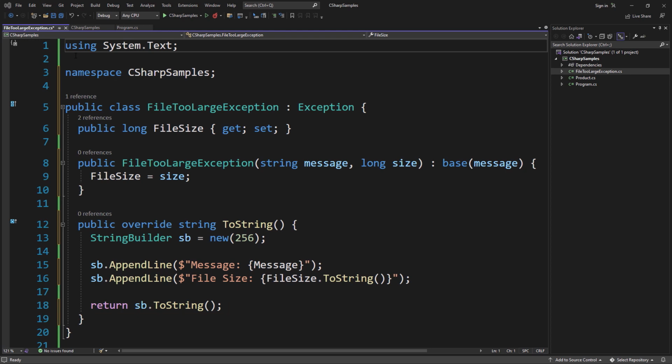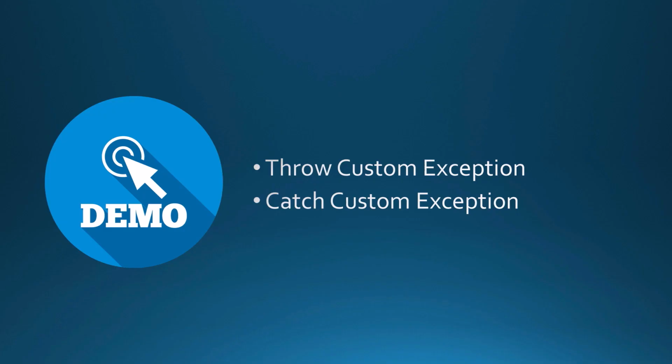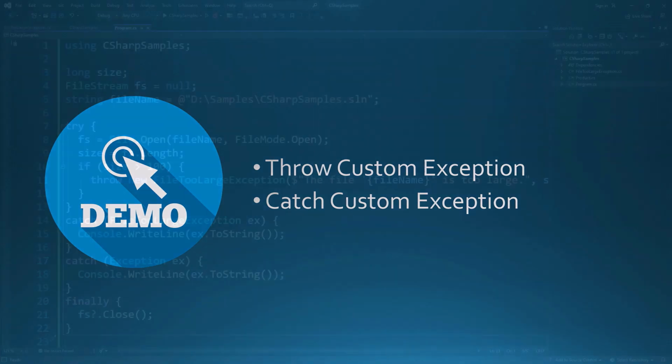It doesn't give me all the stack trace and everything else like the normal exception object, I am overriding that functionality. Now that we've created that custom exception, let's throw that custom exception and catch that custom exception and display the information from the toString method.